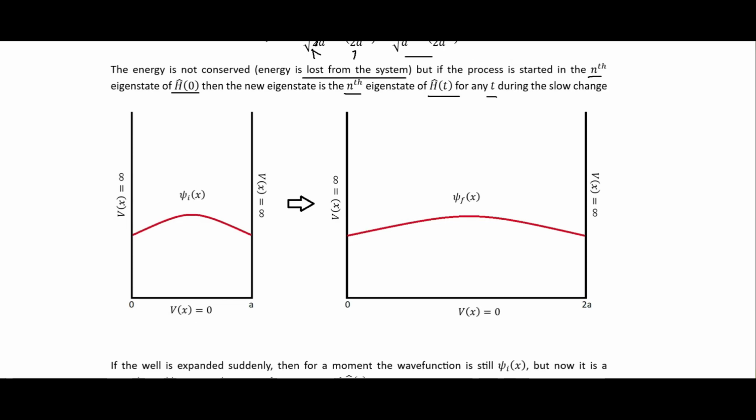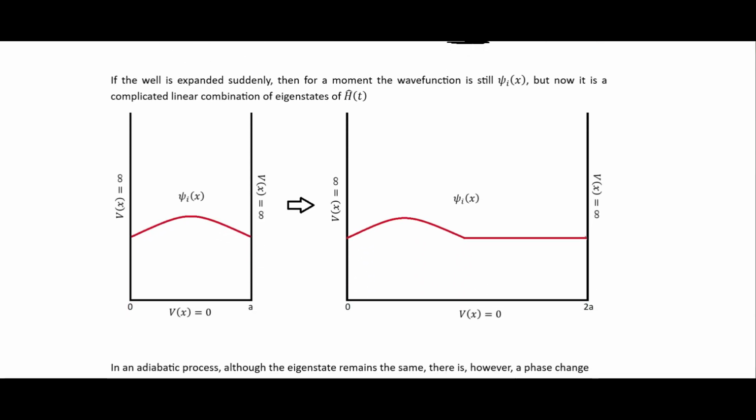And so this is what we're doing, where we have this a here, then we double it in size to 2a here, and this will be the same eigenstate of the Hamiltonian with this potential as this wave function here for the Hamiltonian in this potential right here. However, if the well is expanded suddenly, then for a moment after you expand it, we see that the wavelength of our wave function is the same there as there.